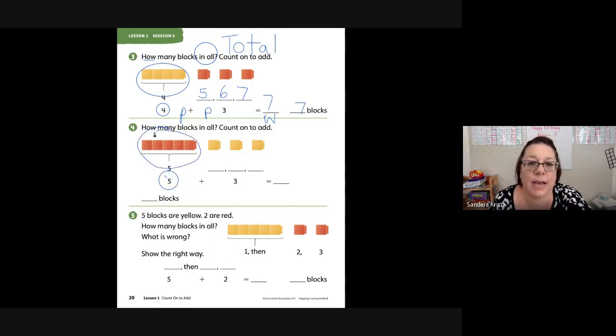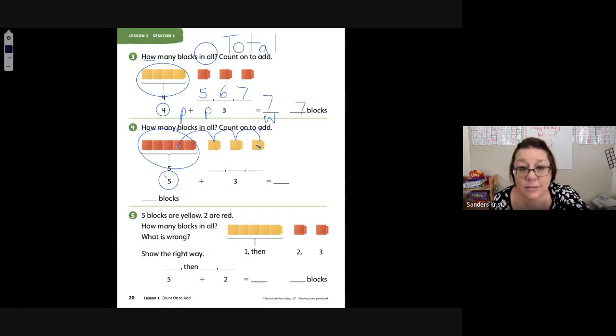Here we have 5. And we have 1, 2, 3 more blocks. So we're going to count on, right? 5 and then 6, 7, 8. So what is our total? Do you think it might be 8? 5, 6, 7, 8. 5 plus 3 equals 8. Great job. There are 8 total blocks.